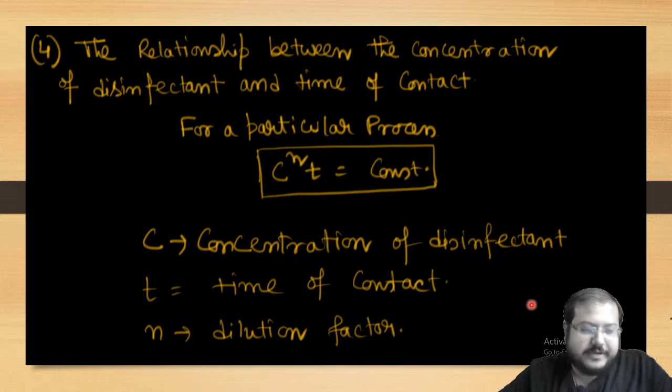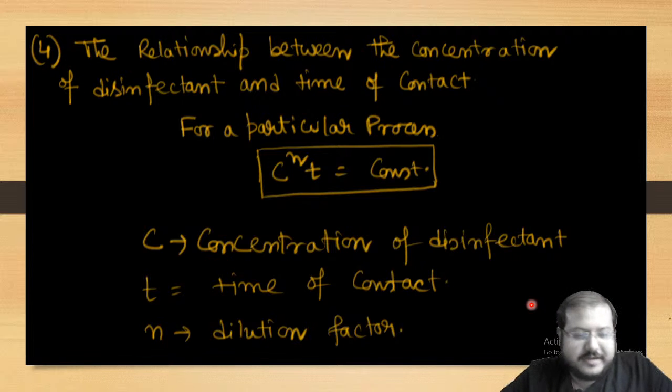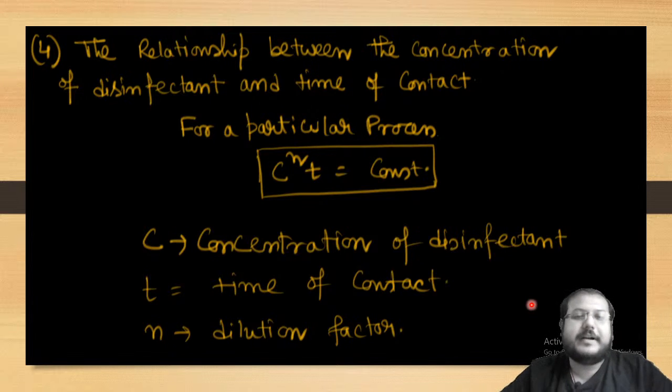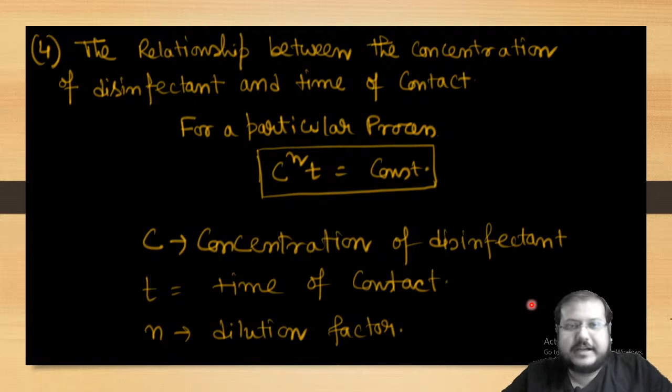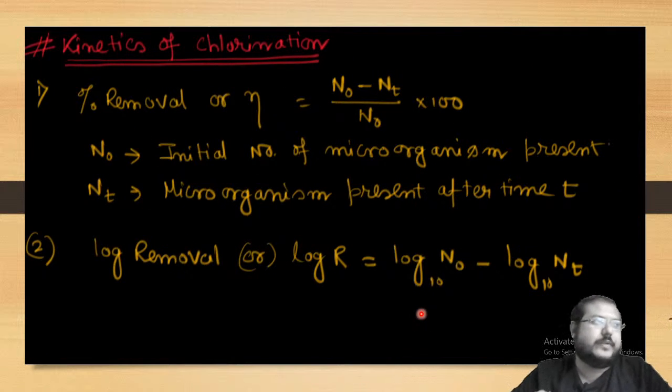Now, the fourth one is the relationship between the concentration of disinfectant and the time of contact. For a particular process, C to the power n into T will be constant, where C is the concentration of disinfectant, T is the time of contact, and n is called the dilution factor. That is the fourth equation.